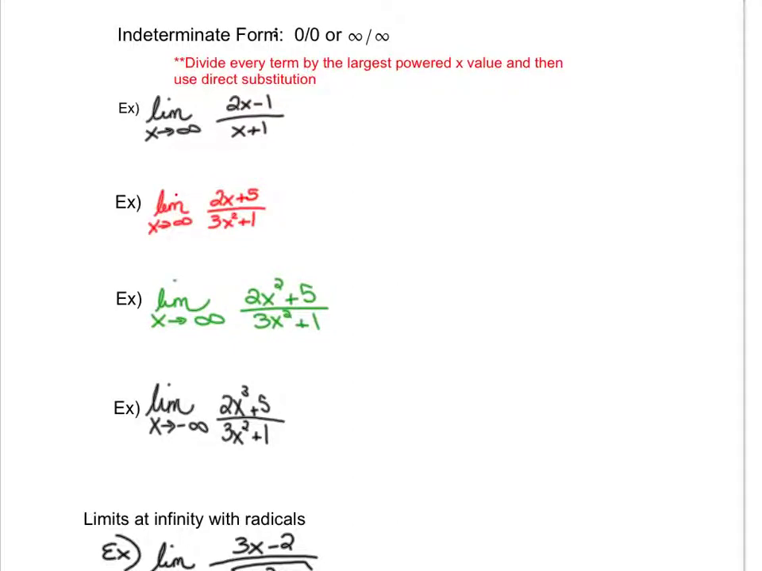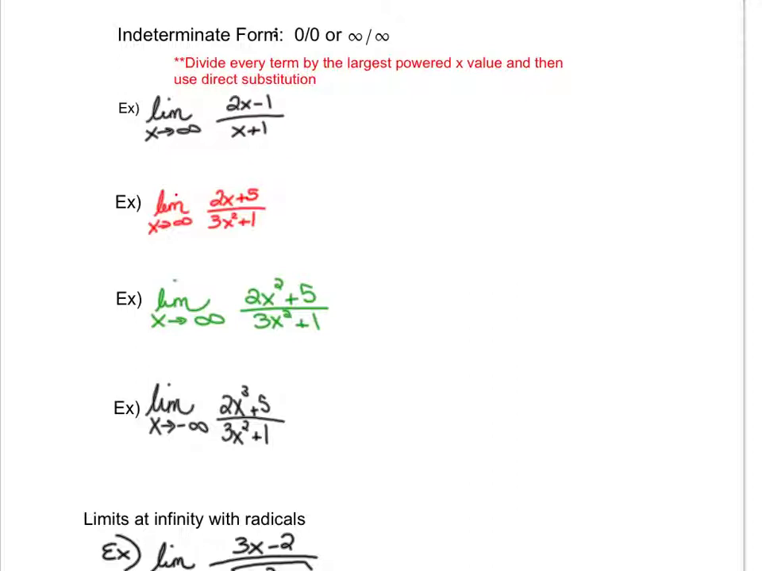Okay, so we're still talking about limits at infinity, and now we're going to look at some meatier examples than the ones we looked at in the previous video. The thing that we want to be careful of is, once again, indeterminate form. We've looked at before how if we have 0 over 0, it's meaningless to us. We call it indeterminate form. The same is going to be true if we have infinity over infinity.